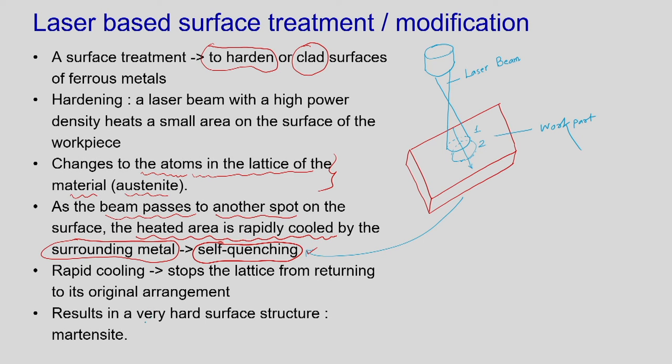What would be the benefit of the rapid cooling? This rapid cooling stops the lattice from returning to its original arrangement, and this results in a hard surface structure, that is martensite. So this peculiarity of getting cooled down due to the surrounding large area or volume during the laser based operation leads to generation of martensite, which is the hard surface structure. In this way, by having controlled heating and cooling during the laser surface operation, we can enhance the hardness. In the next slides, we will see how the hardness got increased by the laser processing.